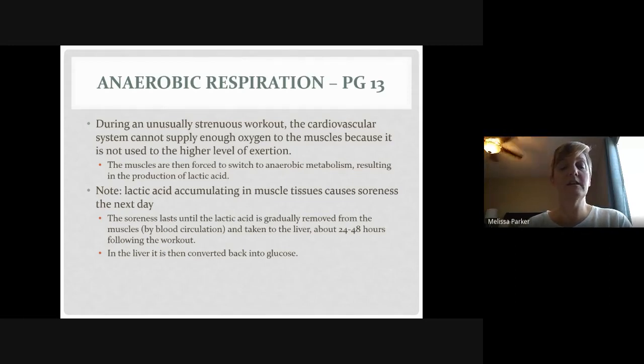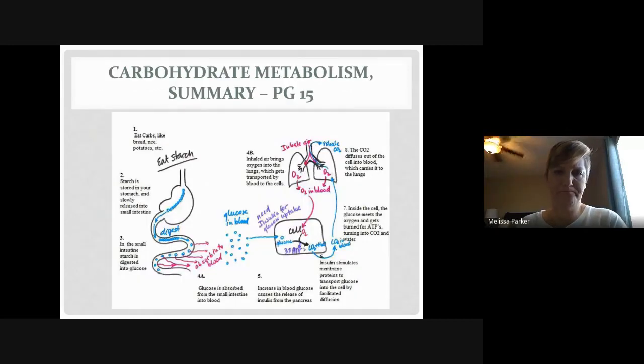And then in the liver, it's converted back into glucose. So we can take pyruvate and convert it into glucose. We can also take lactic acid and convert that back into glucose. So when lactate is recycled, and lactate is the same thing as lactic acid, that cycle is called a futile cycle, where you're taking the lactic acid and converting it into glucose. That process is done in the liver, but it's called a futile cycle. And you guys have that on page 13, if you want to look at that information.